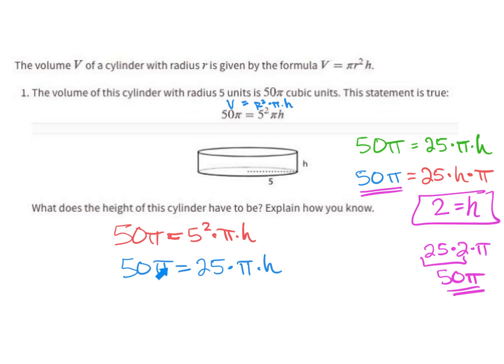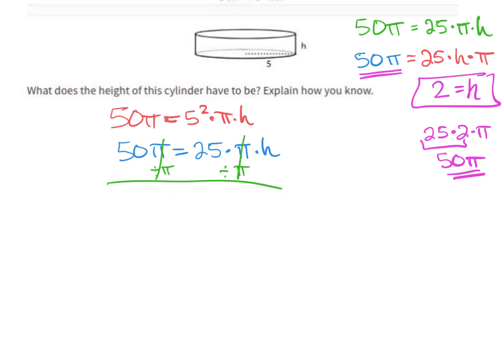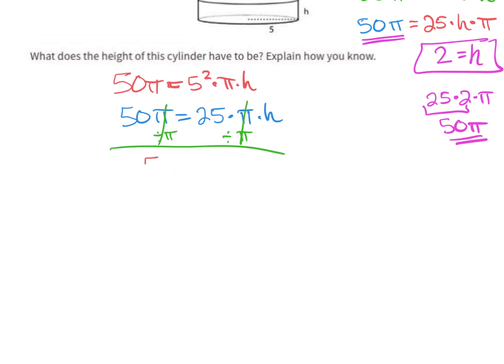Notice how there are pi's on both sides. If I divide by pi on both sides, we've done this before, they cancel each other out. They make 1. Let's do it in blue so we know that we have the same thing. So I have 50 left over, I have 25, and then times h. All right, so let's go ahead and solve for h. We've been doing this for a while, right? It's multiplied, so we're going to divide.